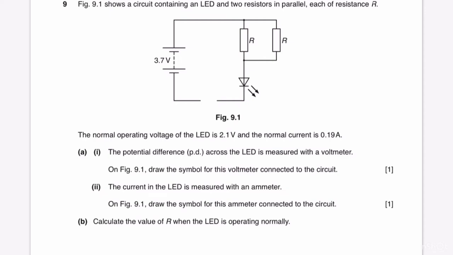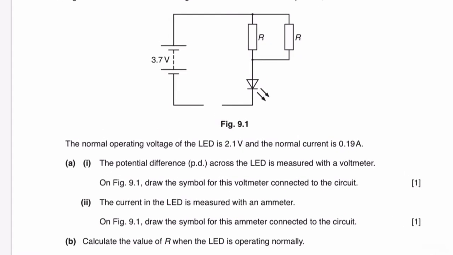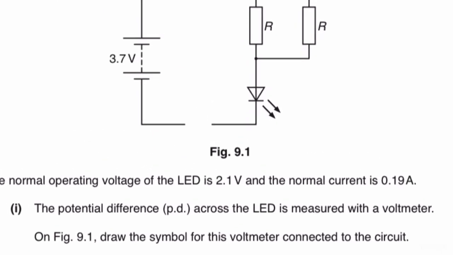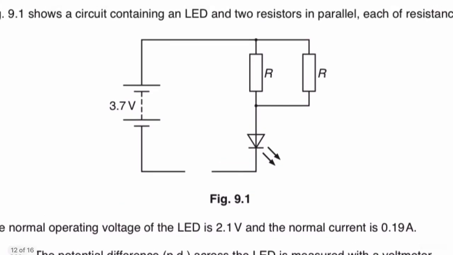The potential difference across the LED is measured with a voltmeter. On figure 9.1, draw a symbol for the voltmeter connected to the circuit. ठीक है, हमें voltmeter से LED के across voltage निकालनी है. तो आपको पता है अगर किसी भी चीज़ के across हमें voltage निकालनी होती है, we draw it parallel to it. If we want to find out the voltage across these resistors, we'll put a voltmeter parallel to these, right? However, if we want to calculate the voltage across this LED, we'll make a voltmeter parallel to this LED.